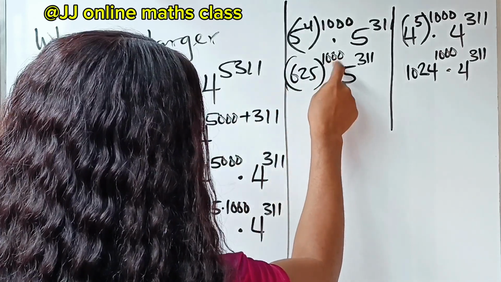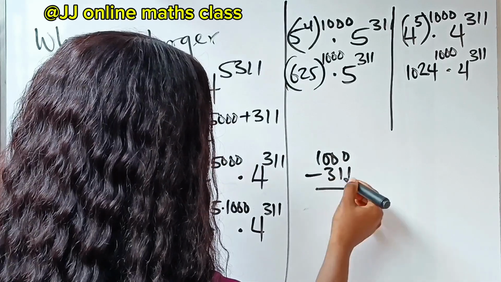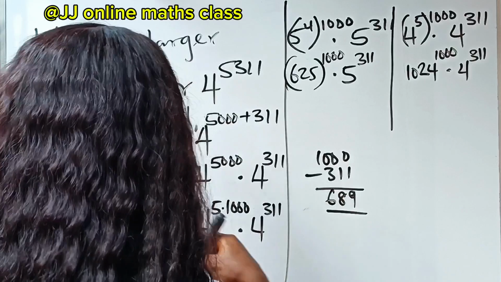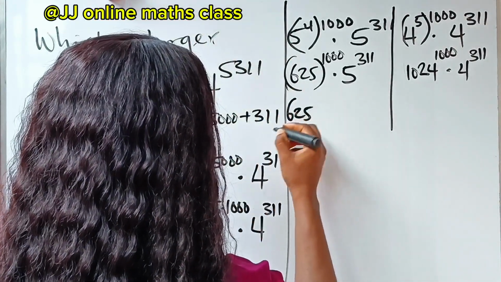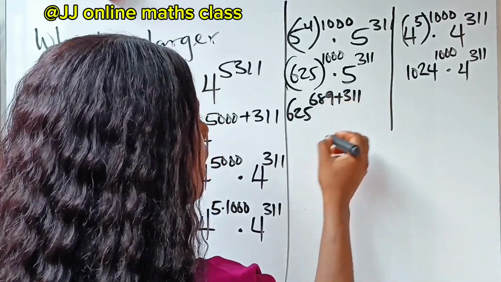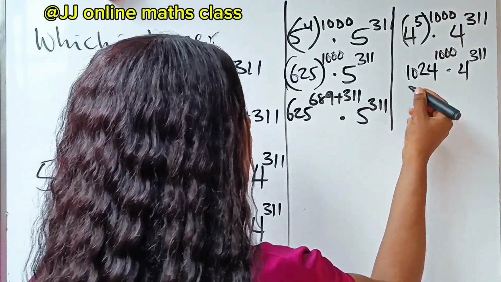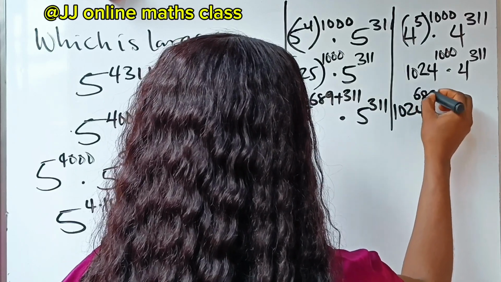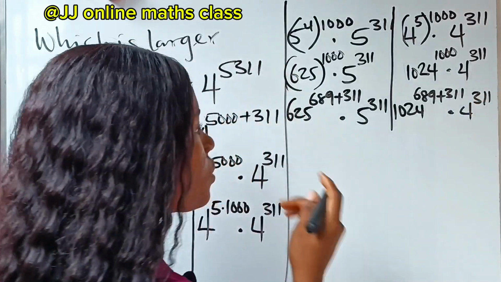you notice that you can bring out 311 from here. So 1000 minus 311 will give us 689. Okay, so that means we can express this as 625 raised to the power of 689 plus 311, right? Multiplied by 5 to the power of 311. Then similarly, we can write this as 1024 raised to the power of 689 plus 311 multiplied by 4 to the power of 311.